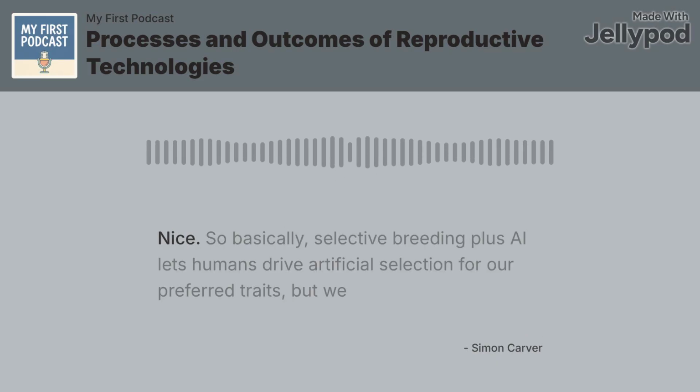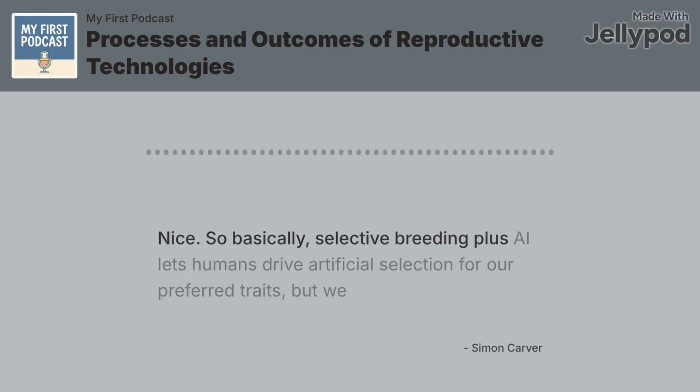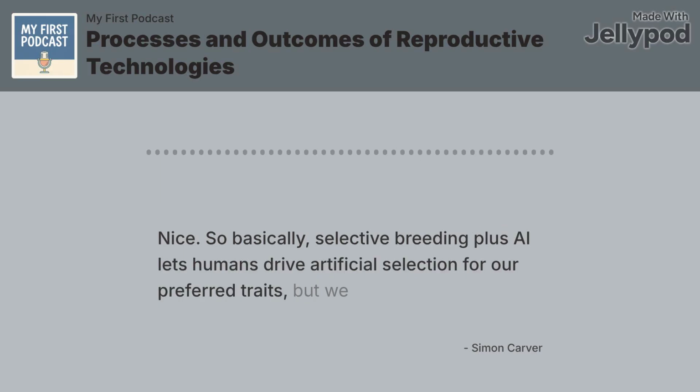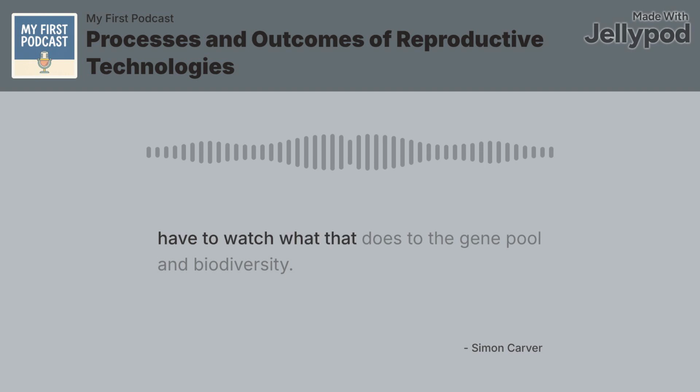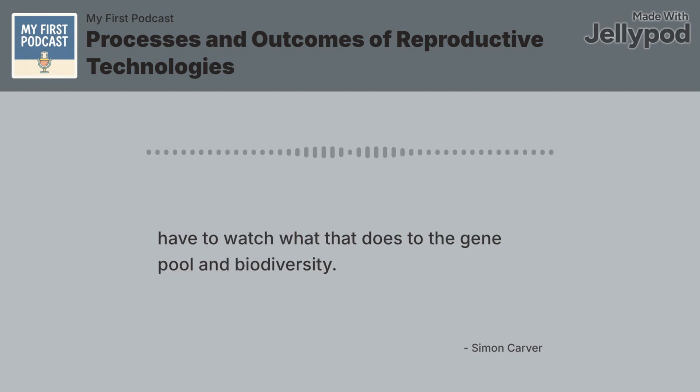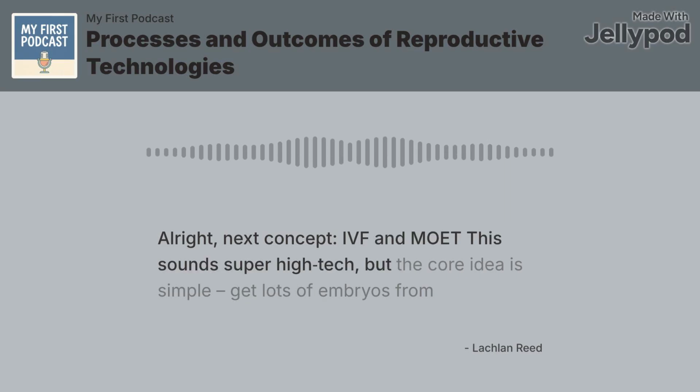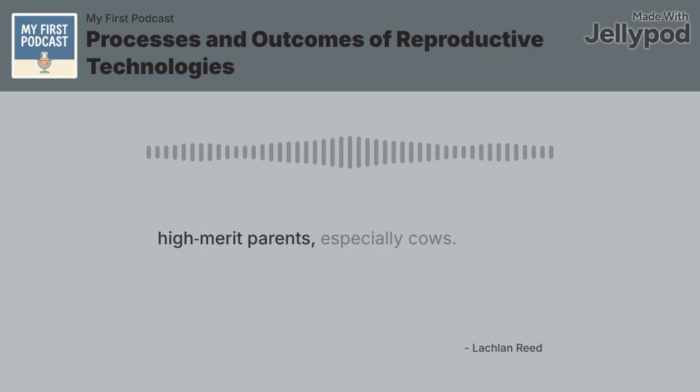Nice. So basically, selective breeding plus AI lets humans drive artificial selection for our preferred traits. But we have to watch what that does to the gene pool and biodiversity. All right, next concept, IVF and MOET. This sounds super high-tech, but the core idea is simple. Get lots of embryos from high-merit parents, especially cows.